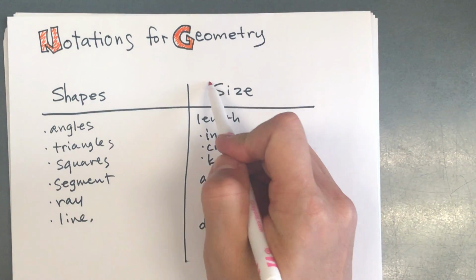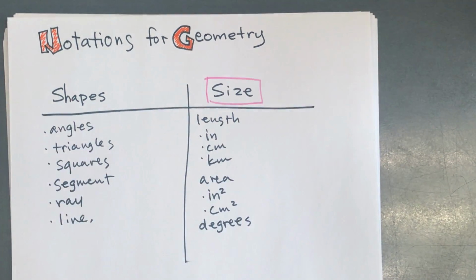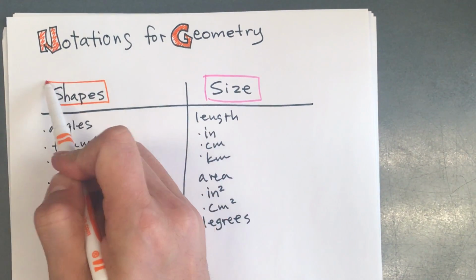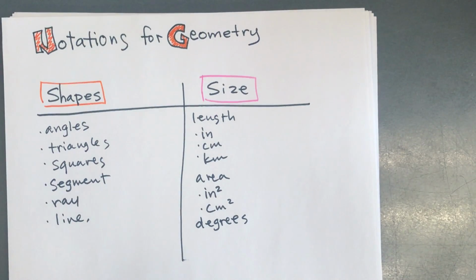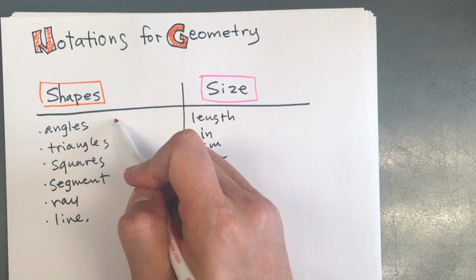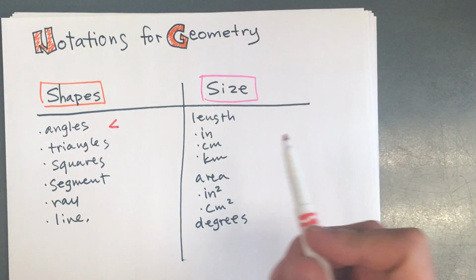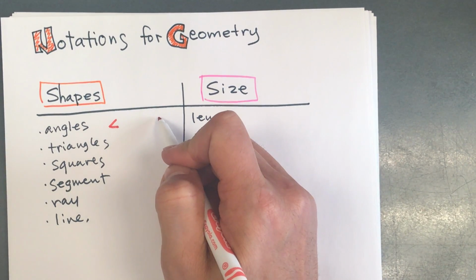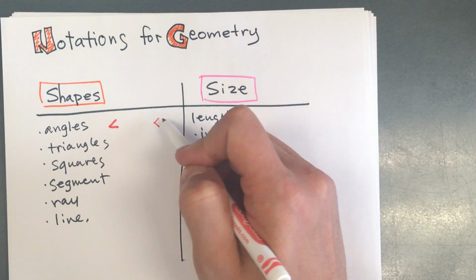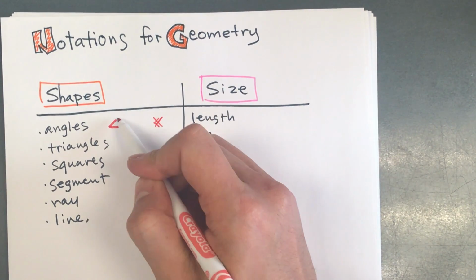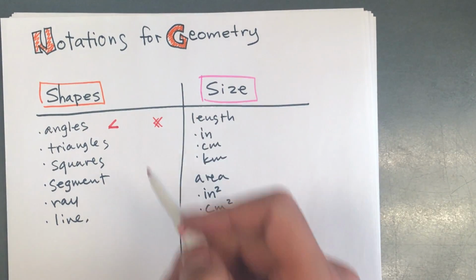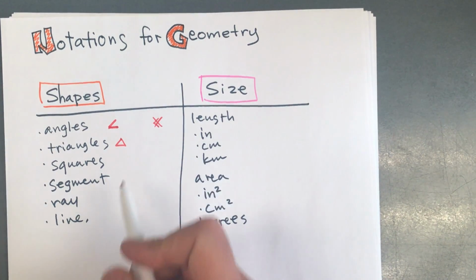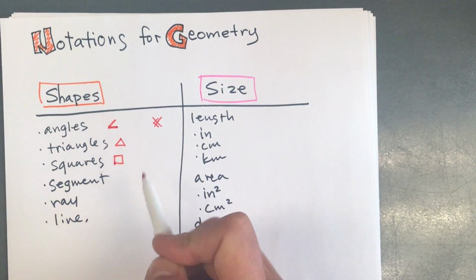Now, that's the size, and I'm going to do a little fancy using different colors this time. So angles, we use this notation. Goes like this. It's not the same as the less than symbol, which goes like this. That's not what we were talking about. This line has to be horizontal. This is the triangle, and then we say this is the square.